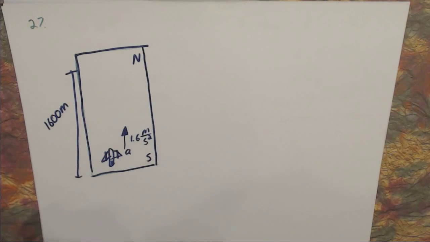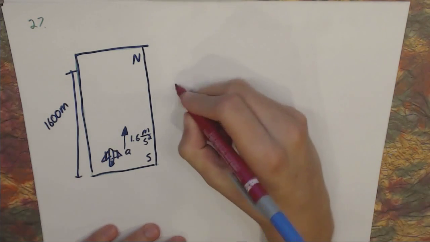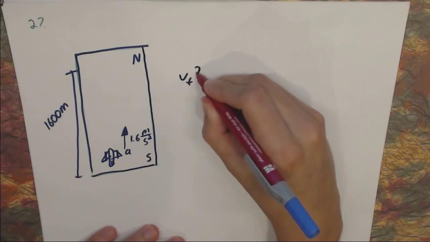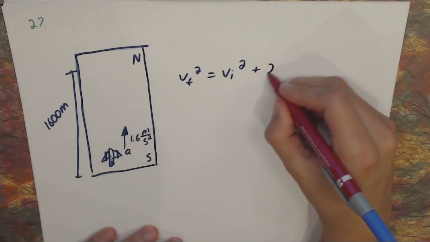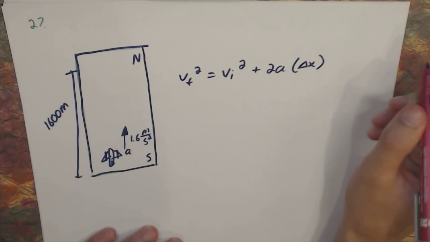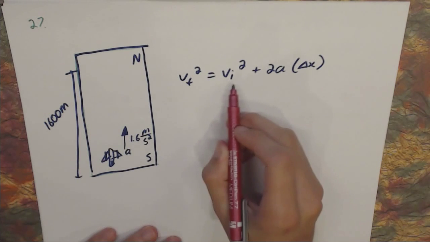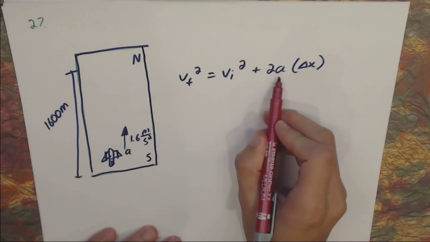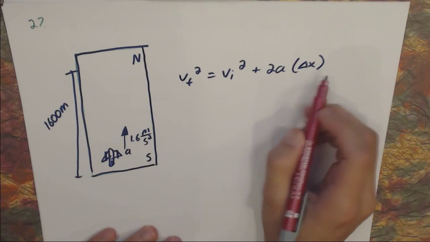So we have an acceleration and a distance, and now we're going to learn a new equation. The equation is, hang on, my screen just decided to go black. Okay, so the equation is v final squared equals v initial squared plus 2a times delta x. And just to go over all these variables real quick, this is your final velocity. This is your initial velocity. This is twice your acceleration, and this is your change in distance, or your displacement, your delta x.